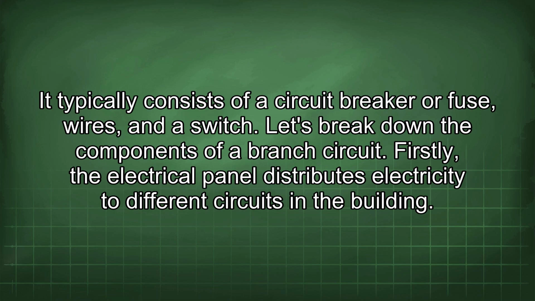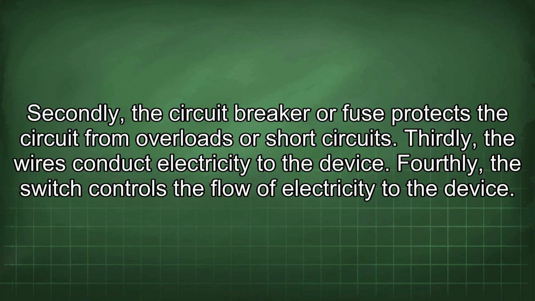Firstly, the electrical panel distributes electricity to different circuits in the building. Secondly, the circuit breaker or fuse protects the circuit from overload or short circuits. Thirdly, the wires conduct electricity to the device. Fourthly, the switch controls the flow of electricity to the device.